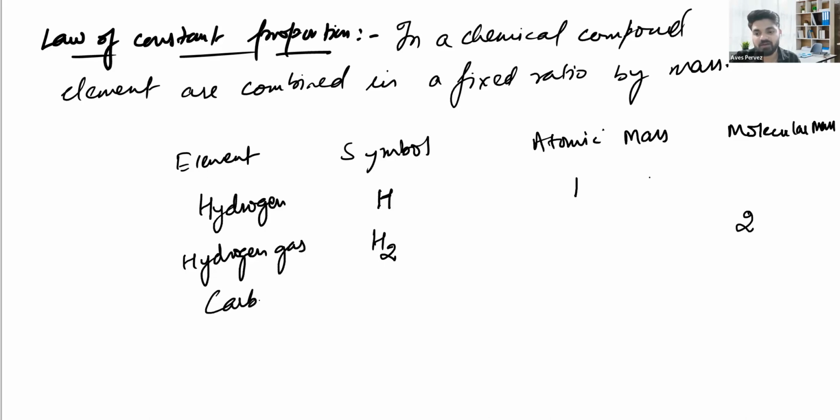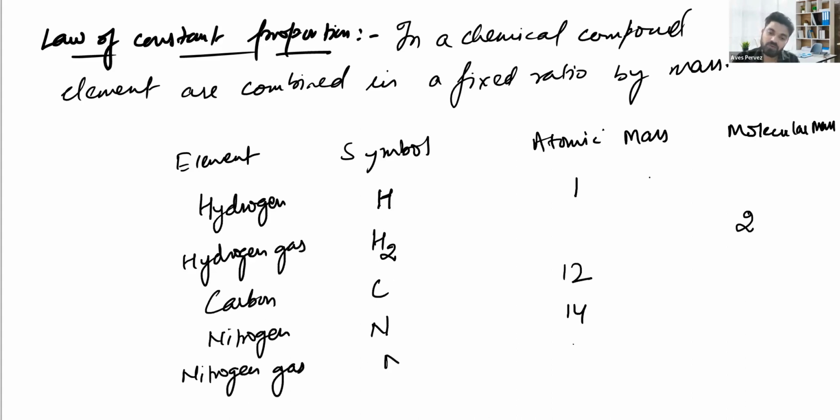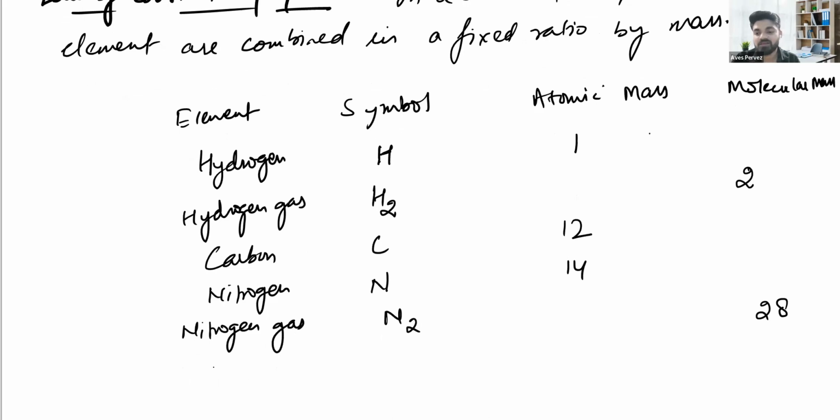Carbon has the symbol C, and its atomic mass is 12. Another one is nitrogen. The symbol of nitrogen is N, and its mass is 14. But if I have nitrogen gas, then it is N2, and now it becomes a molecule and has 28 mass, 14 into 2, 28.